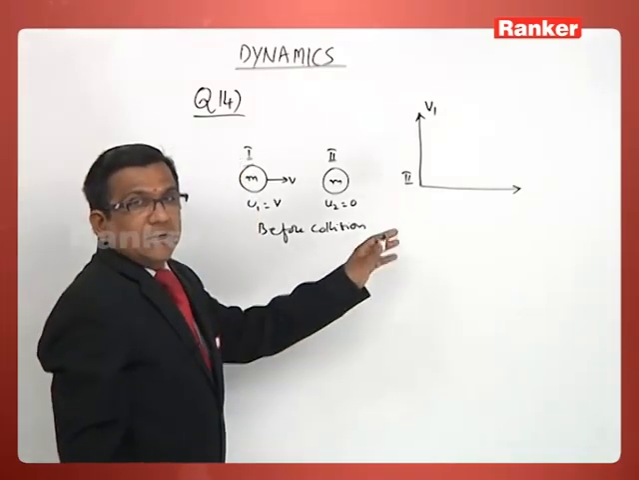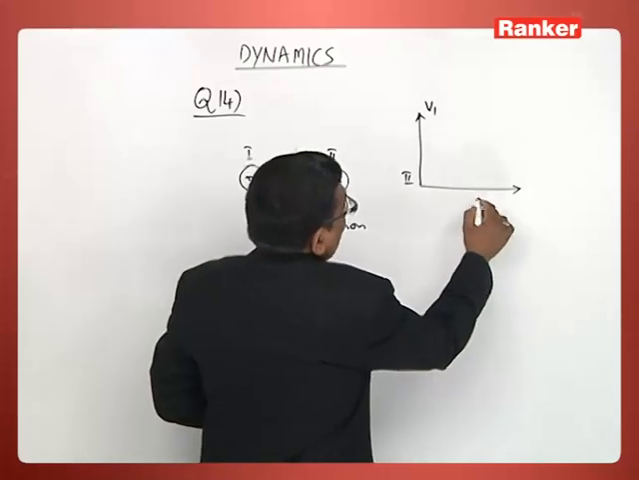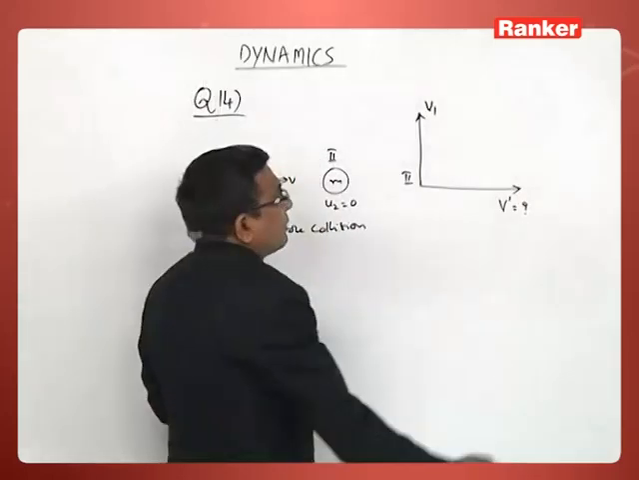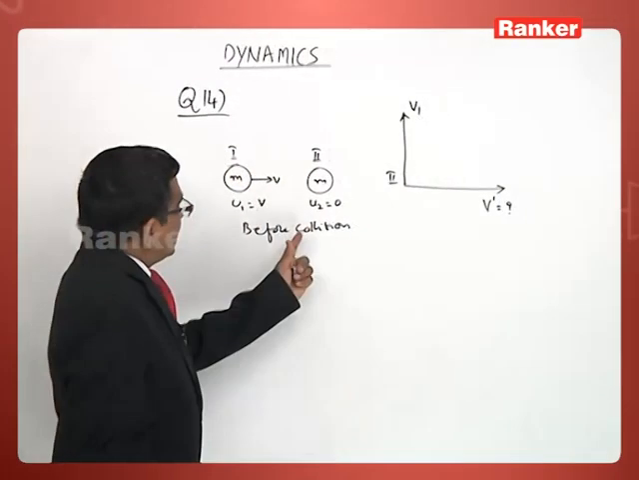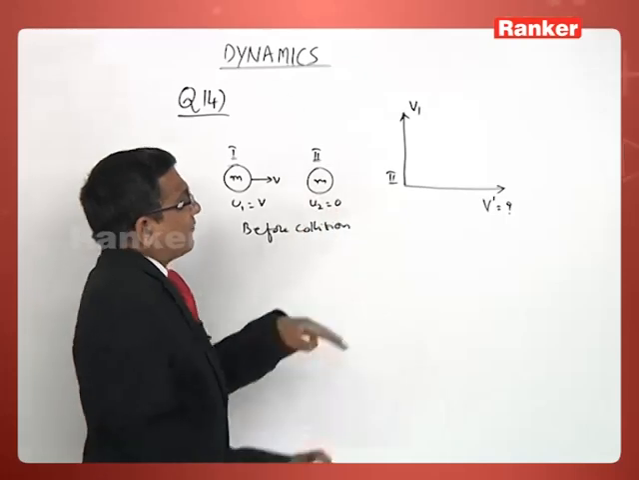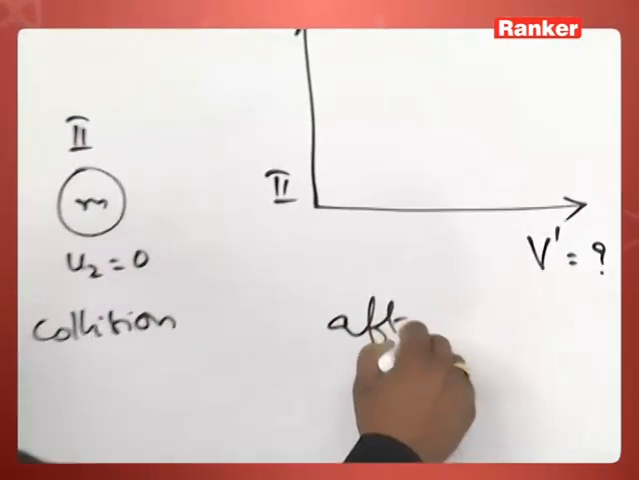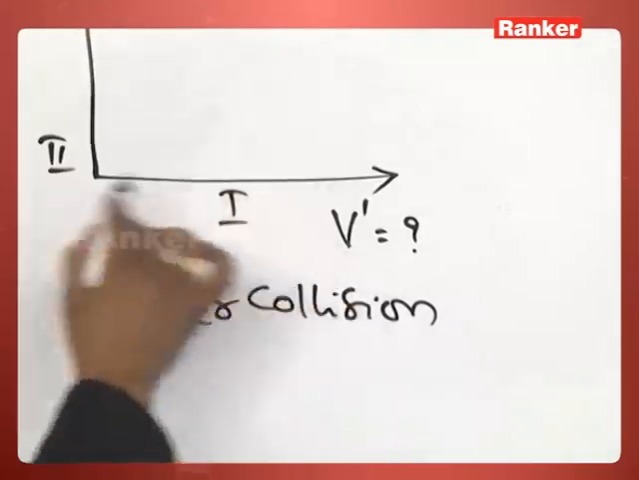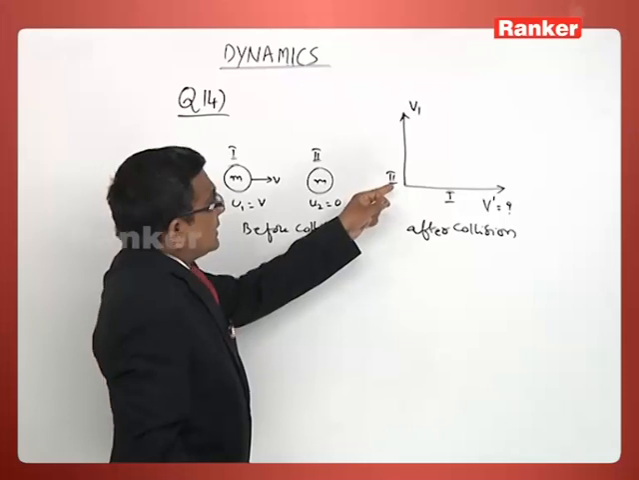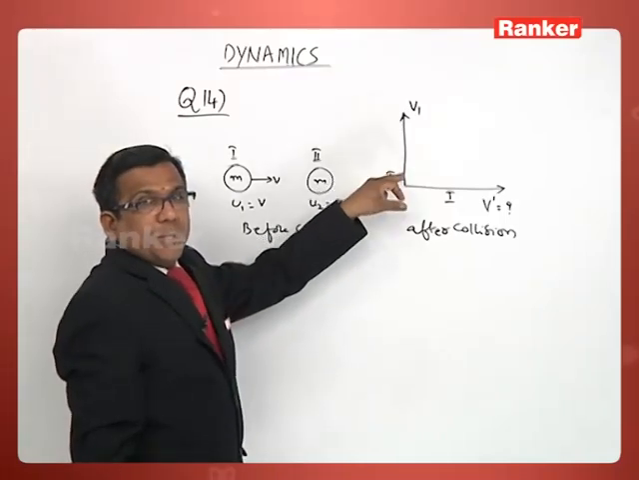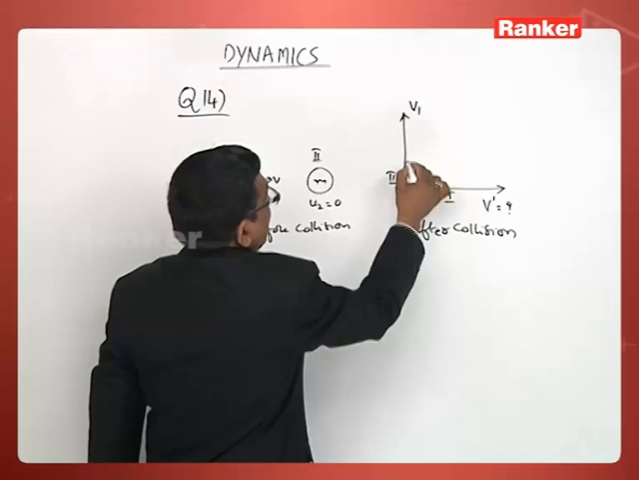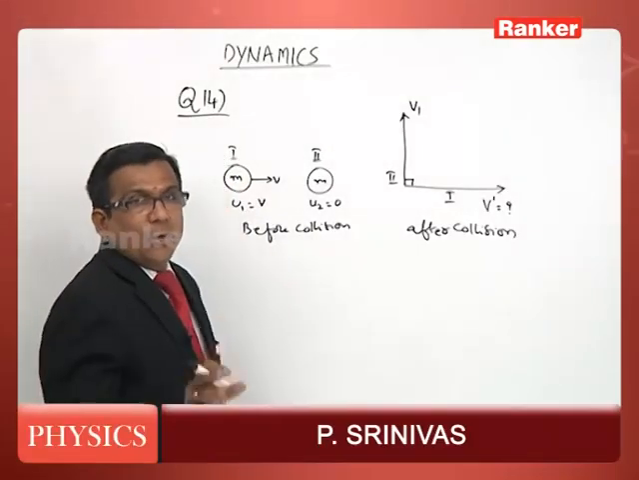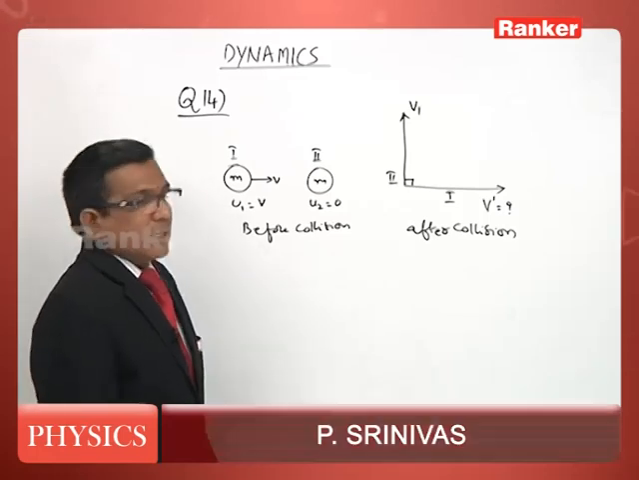Then we have to calculate the velocity of the first particle after collision. Let us take it as v prime, and v prime is how much, that we have to calculate. This is the situation before collision. After collision, let us take the situation. Say the first particle is moving in the same direction, but the second particle is moving in a direction perpendicular to the first particle, at right angles to the first particle's direction. Then we want to calculate the speed of the first particle after collision.